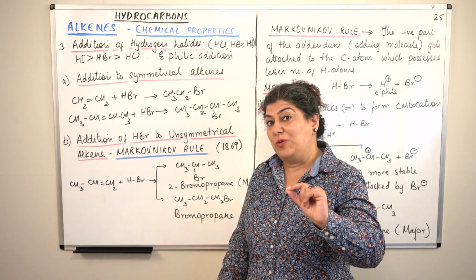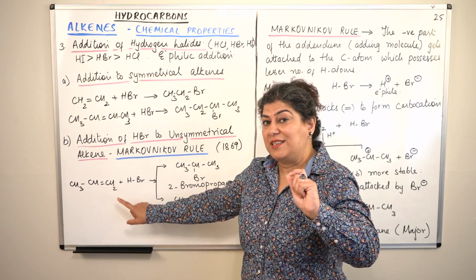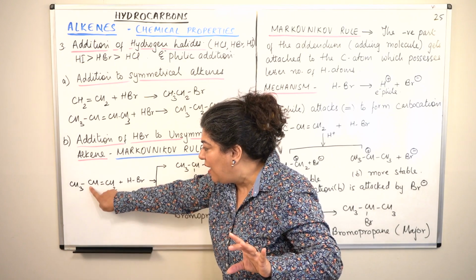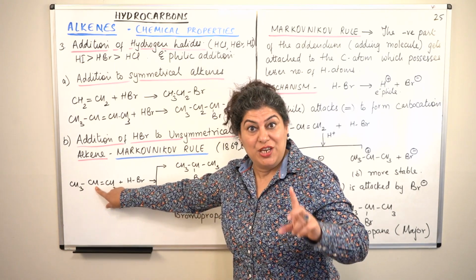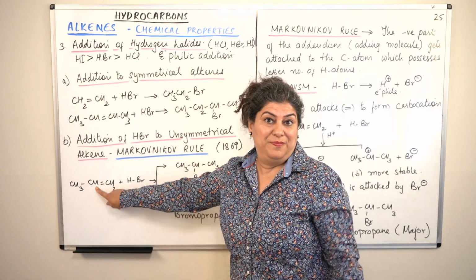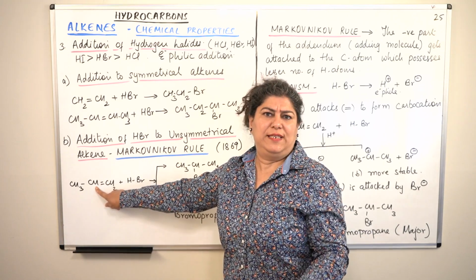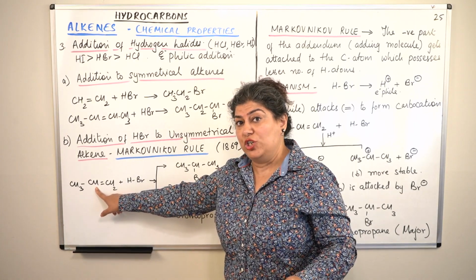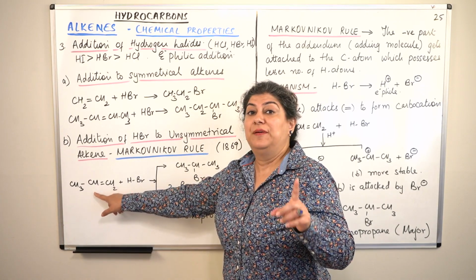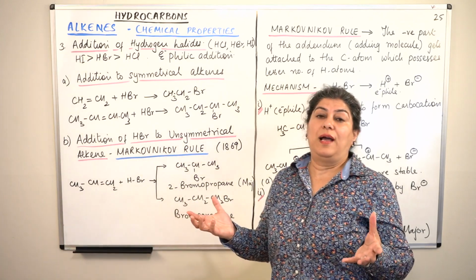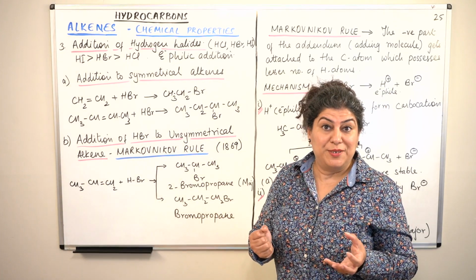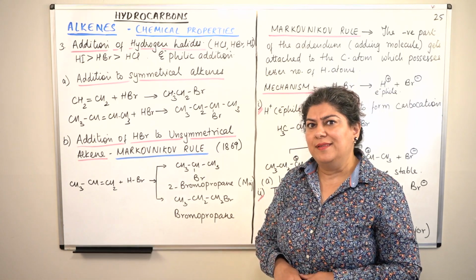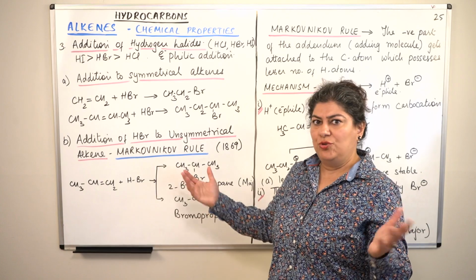So according to Markovnikov, the product in which bromine, which is the negative part of the addendum, adds to the carbon which has lesser number of hydrogens will be more stable. As a rule, it has been seen that the carbon which has lesser number of hydrogens will have the halogen atom attached to it, and that will be more stable. How could he explain this? What was the explanation? All right, you gave a rule.